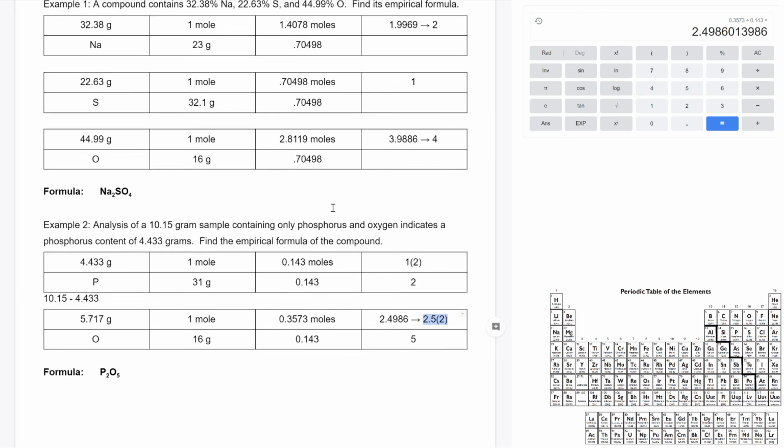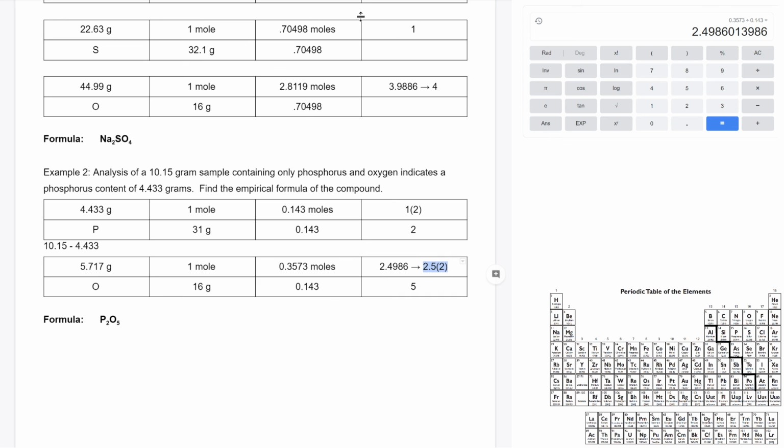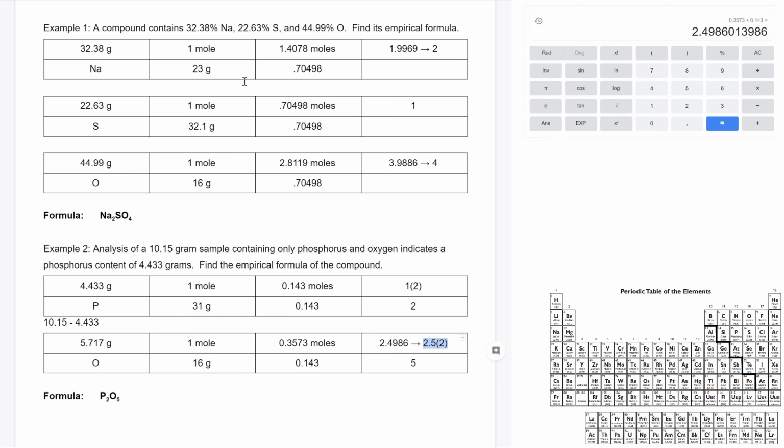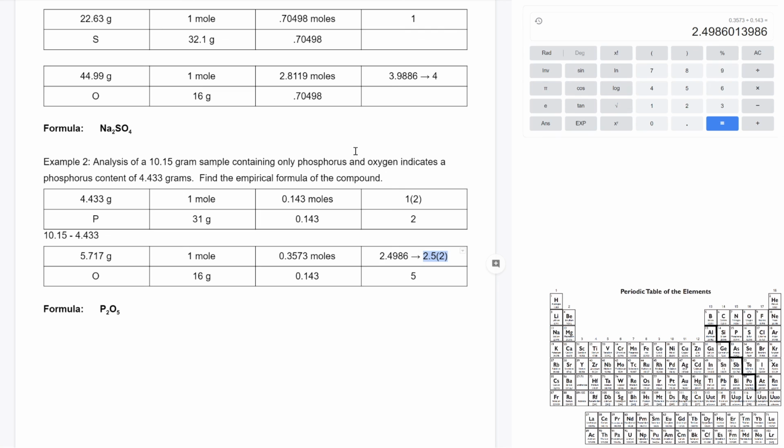And so that is the drawn out process of finding the empirical formula of a compound when you're given either mass percentages or just masses of the elements within the compound.